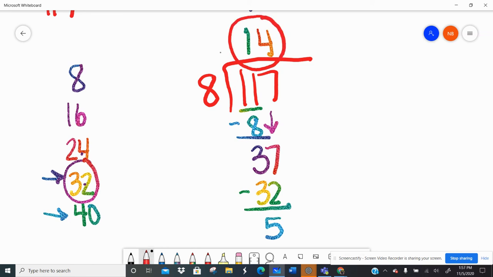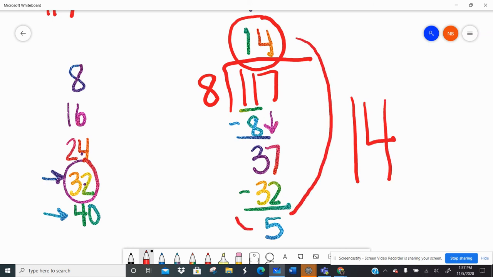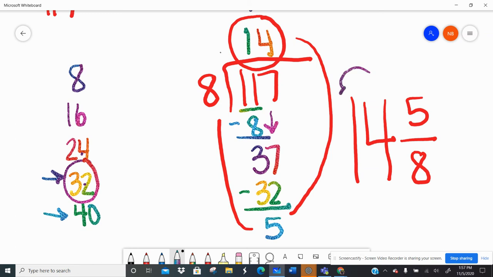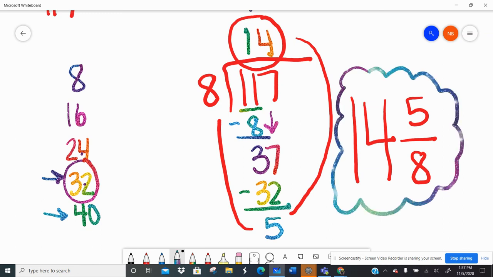So my top number is my whole groups. I have 14, and then I travel 5 8s. And that is a tough one, but if I just take it one step at a time, I can get to this amazing final answer.